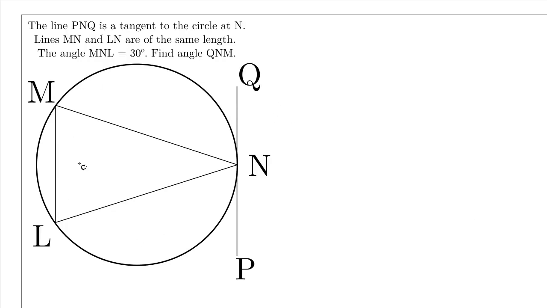Again, this is alternate segment theorem. The line P and Q is a tangent to the circle at N. The lines MN and LN are of the same length. The angle MNL here is 30 degrees. Find the angle QNM. So, we know what this angle is. We have to find this angle here.